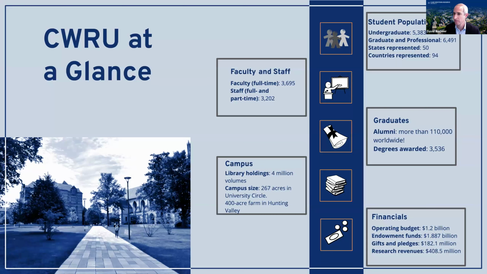There's just over 6,000 faculty and staff at the university. We have students from all 50 states, from over 90 different countries. There are alumni all over the world. And we have a large operating budget, over $1 billion a year, and research revenues of over $400 million annually. So it's a good sized university with lots of opportunities to do different types of research and learning.